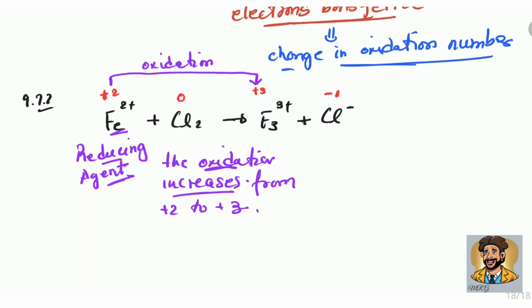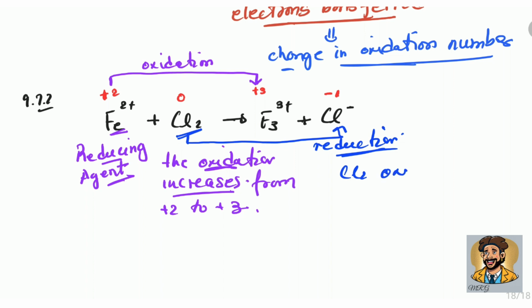Now, let's look at the other one. They didn't ask, but we are going to look. Chlorine. What happened to chlorine? The oxidation number has gone from 0 to -1. So it decreases. It means this is reduction. We say that chlorine is being reduced. Therefore, chlorine, I'm going to write it Cl2, that is not an L. Cl2 is the oxidizing agent.